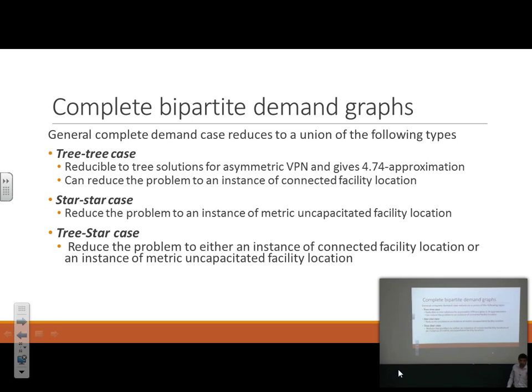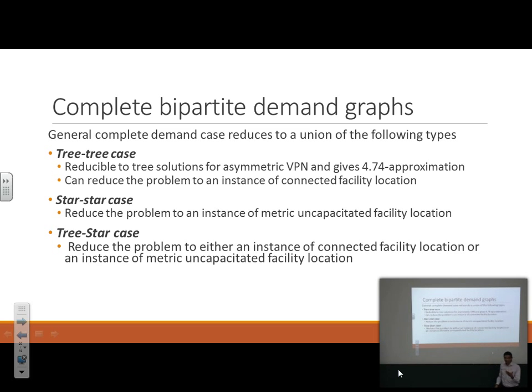So what I have to solve to get a constant factor approximation is these three subcases. It's a complete graph where the left nodes, the publishers, want to build trees and the subscribers want to build trees, same for stars, and then one wants to build stars, one wants to build trees. The connection to the asymmetric VPN problem, which I was roughly alluding to, comes from the tree case, and I'll get back to this connection towards the end of the talk. I just want to show you these two reductions because I think they're interesting.